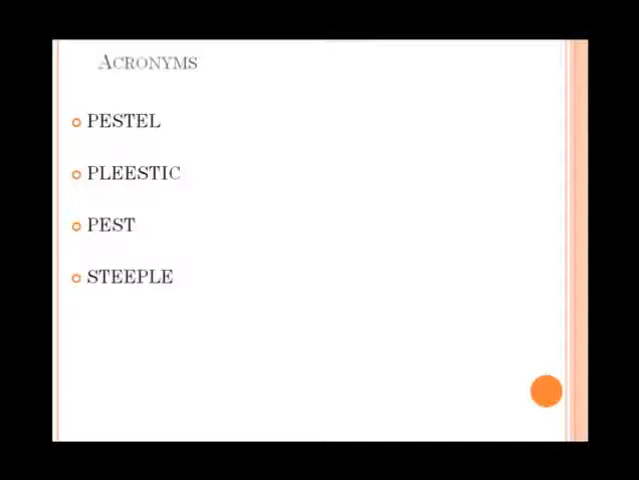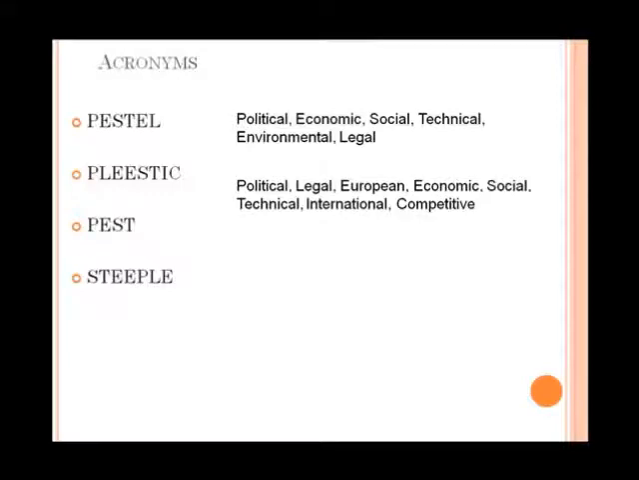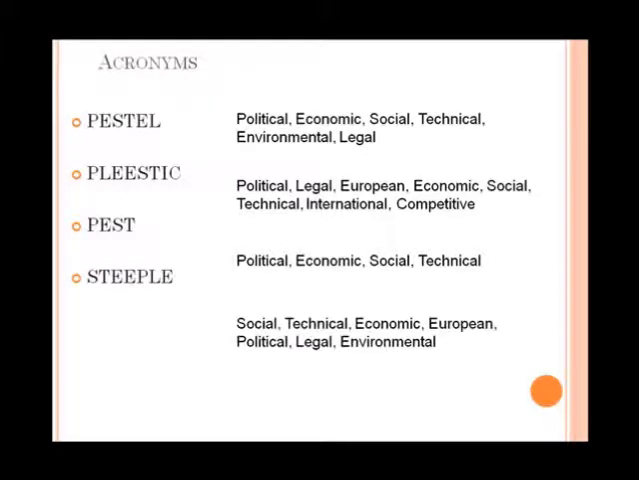And to do this, you conduct a PEST analysis. And for your PEST analysis, well, there are different acronyms, as you can see. You've got PESTEL, which is political, economic, social, technical, or technological, environmental, legal. And when you've got the PESTLE, you've got European and international in there, and competitive as well. PEST is the PESTEL without the environmental and the legal. And your STIPO is just another way of confusing you probably.